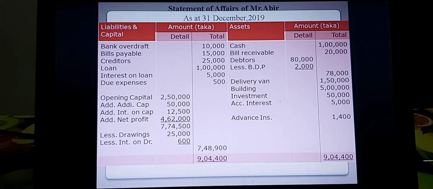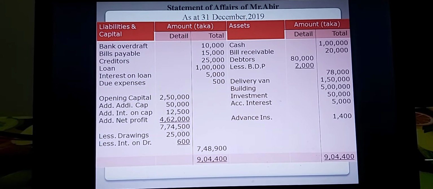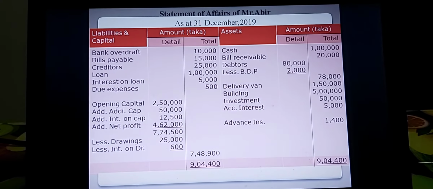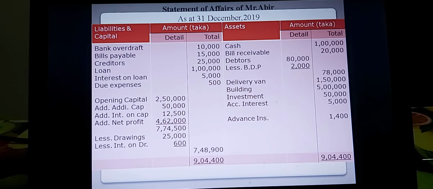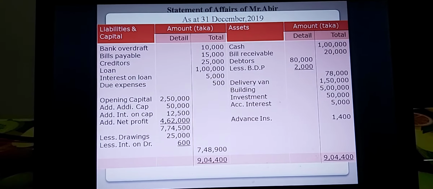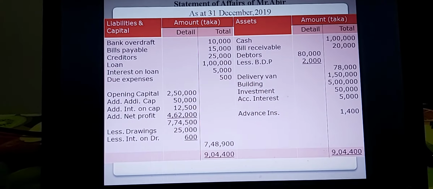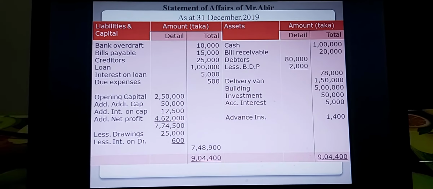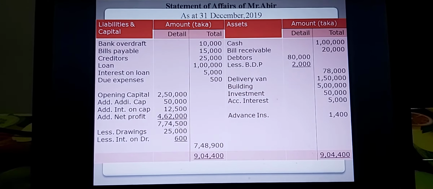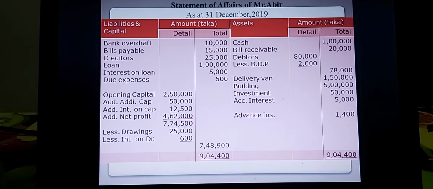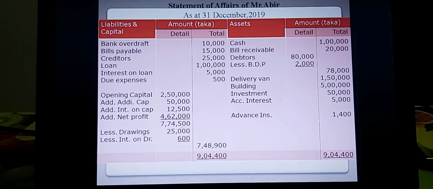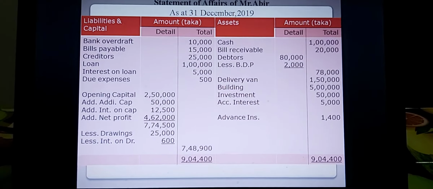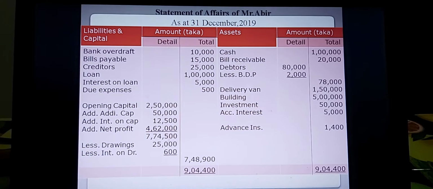Delivery van on 31st December, taka 1,50,000 is to be written here. Building on 31st December taka 5 lakh. Investment taka 50,000. Closing balance, accrued interest, it is our own adjustment. There is the amount of taka 5,000 already written in the statement of profit and loss account. On the right side, that amount of 5,000 is also indicated as an asset.